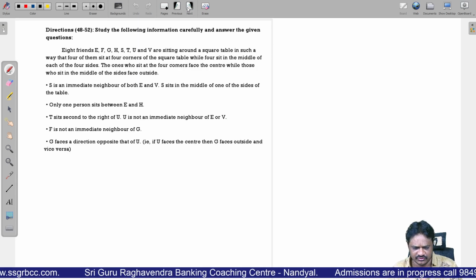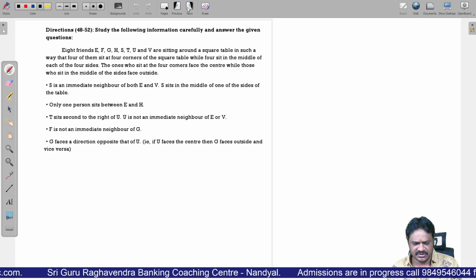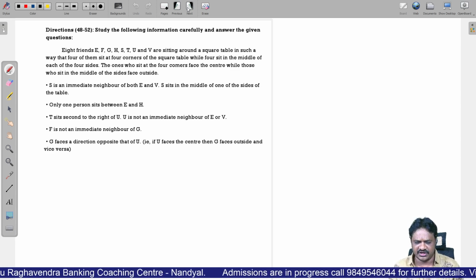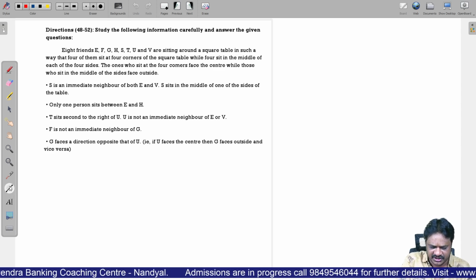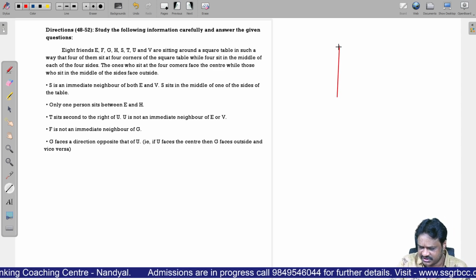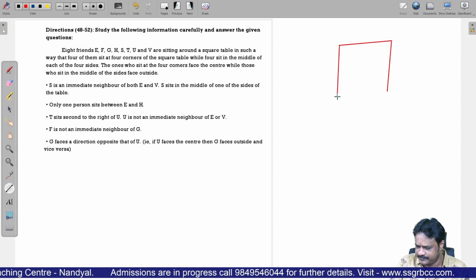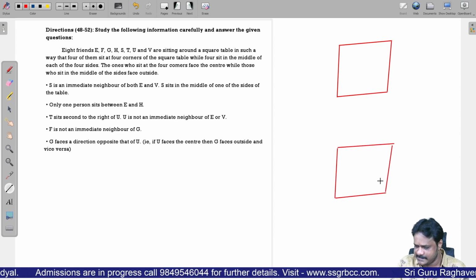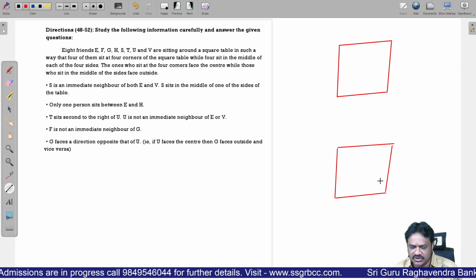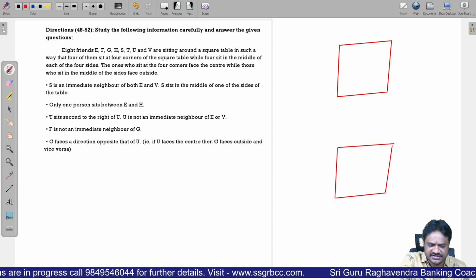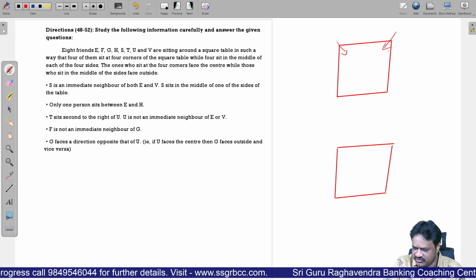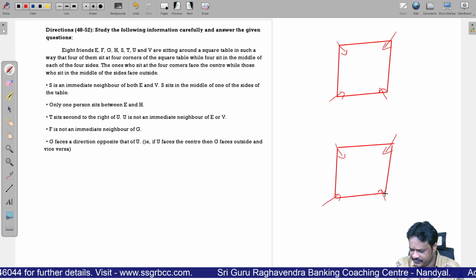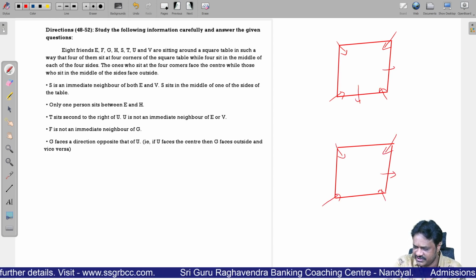Questions 48 to 52. Study the following information, then answer the questions. Here there are 8 friends sitting around a square table. The ones sitting in the corners are facing the center. The ones sitting in the middle are facing outside.